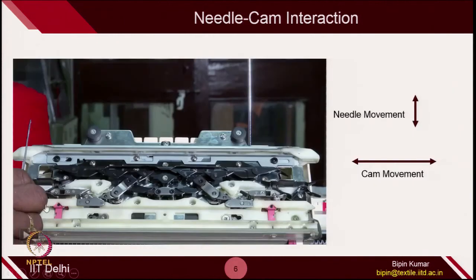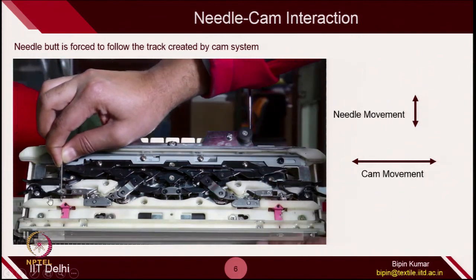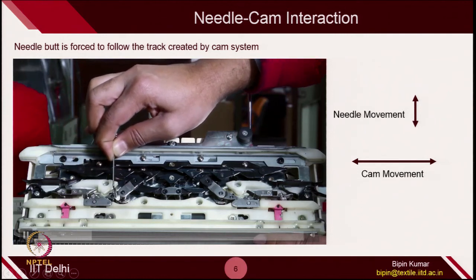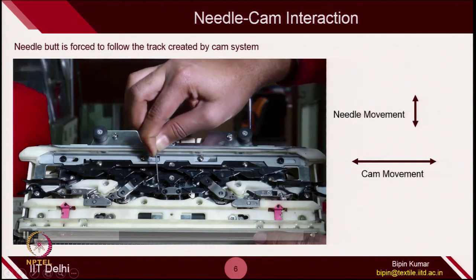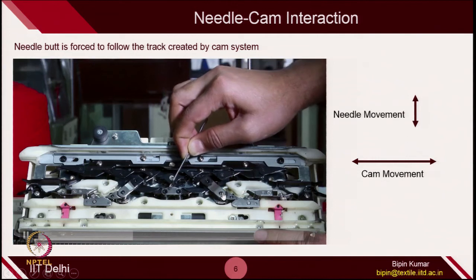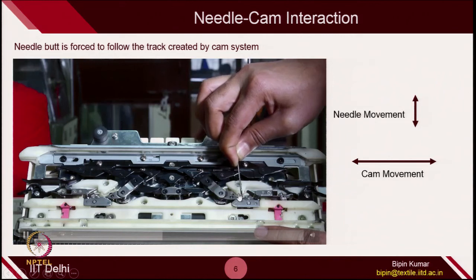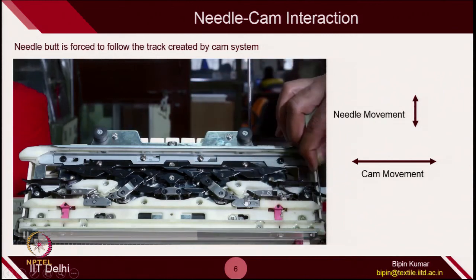How does it move? Here is a small video, you can see how the butt is interacting and following the path. Here you can see the butt. The butt is following this path, and now you can see that because of this cam it is raising up, and then it is again going down, and then again because of this hindrance it has to go down, and then it comes back to its original position. If you look carefully, it looks like a symmetric placement of each of these cams.